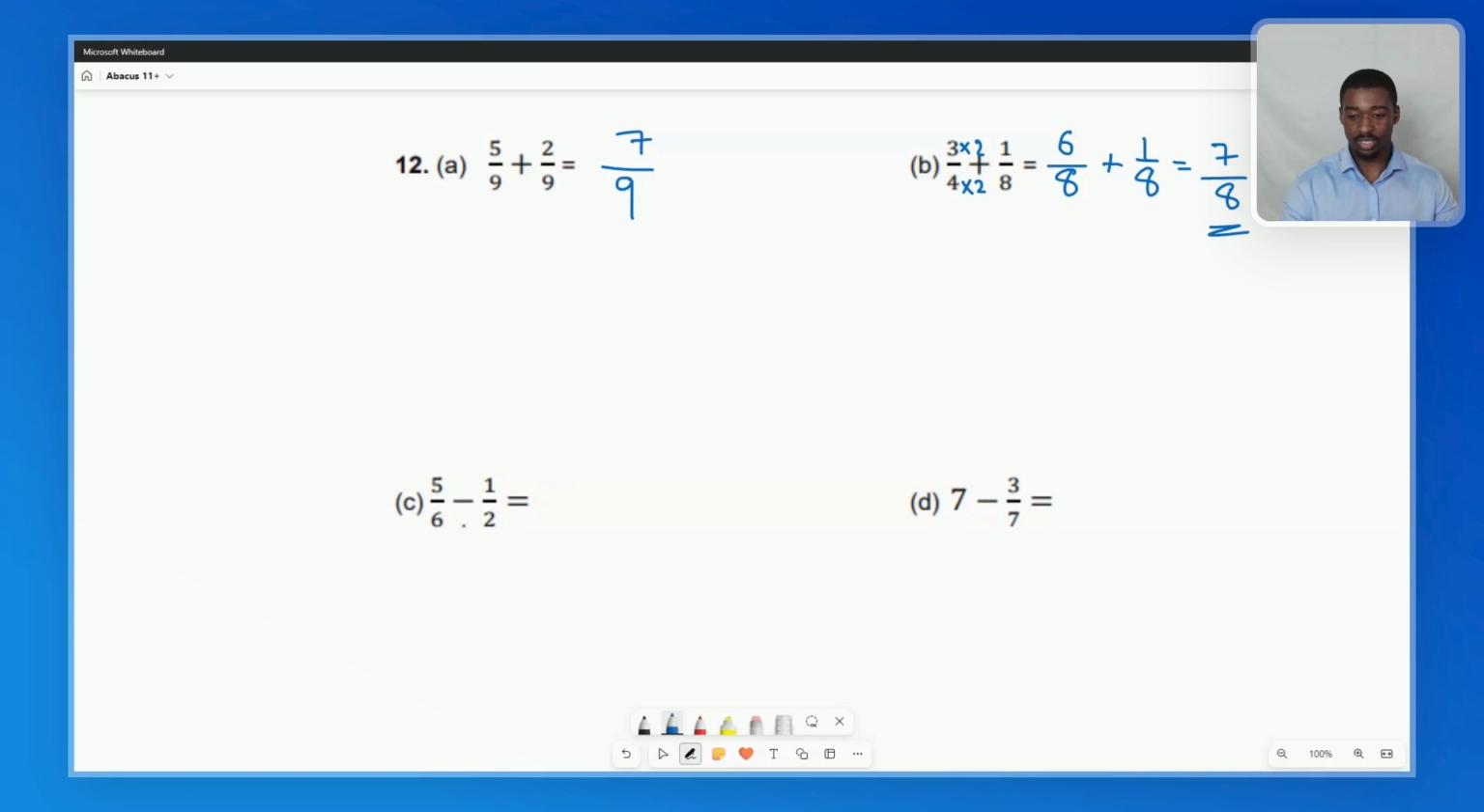Then we have 5 over 6 minus 1 over 2. Same concept. We're searching for the common denominator.